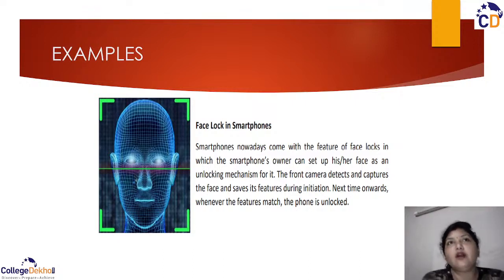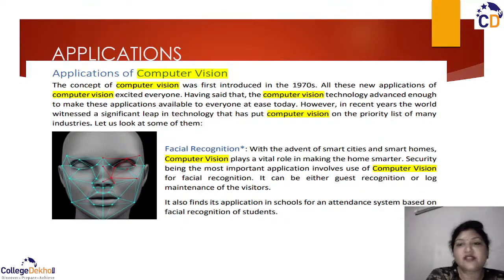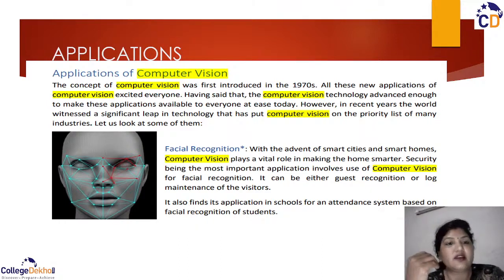So this is how a picture is identified by the machine, how a computer is able to see our faces and react on that, like whether to unlock or lock our phone, right? Let us see some of the applications of computer vision. The concept of computer vision was first introduced in the 1970s. All these new applications of computer vision excited everyone.